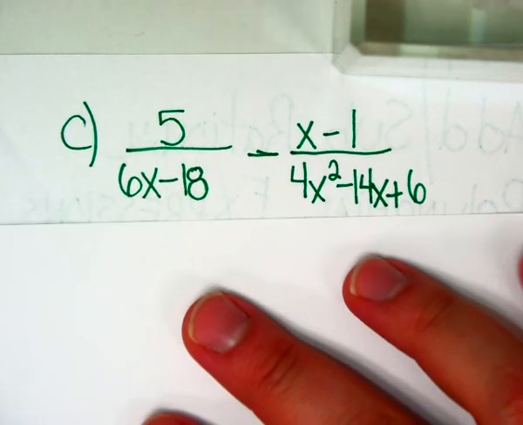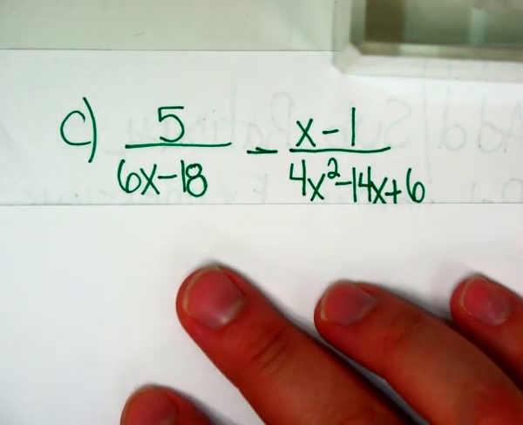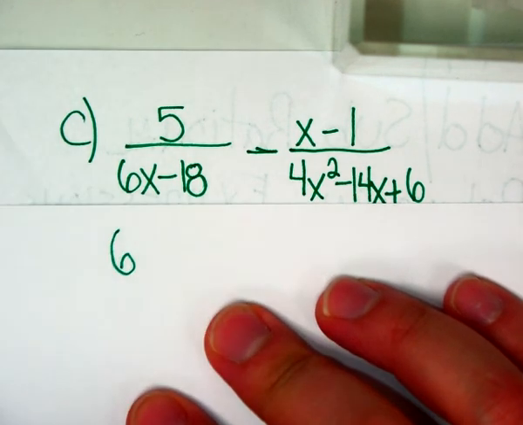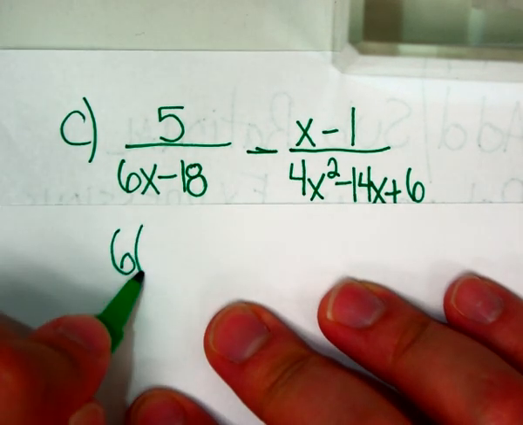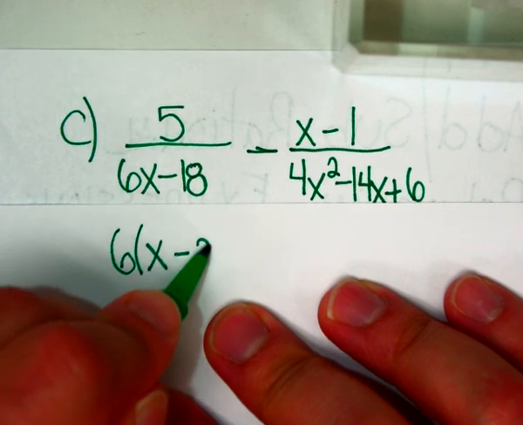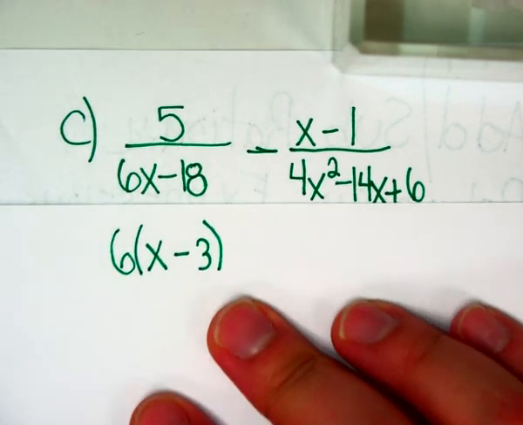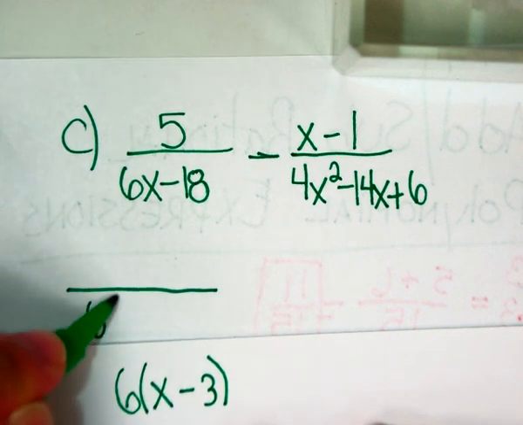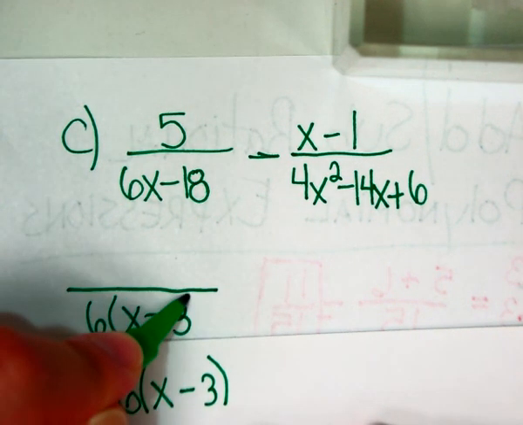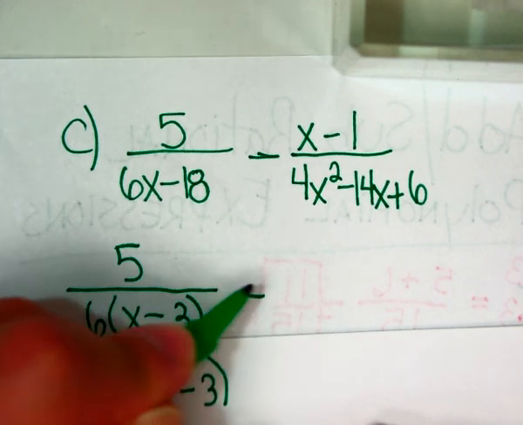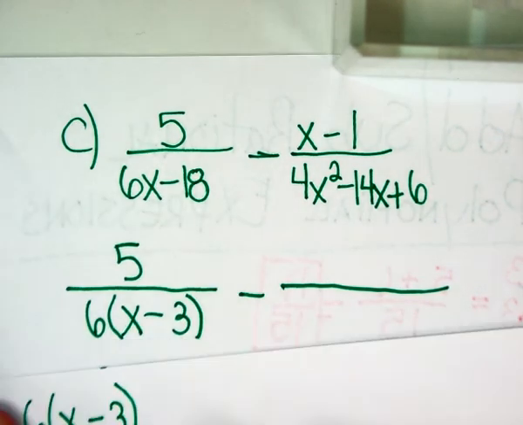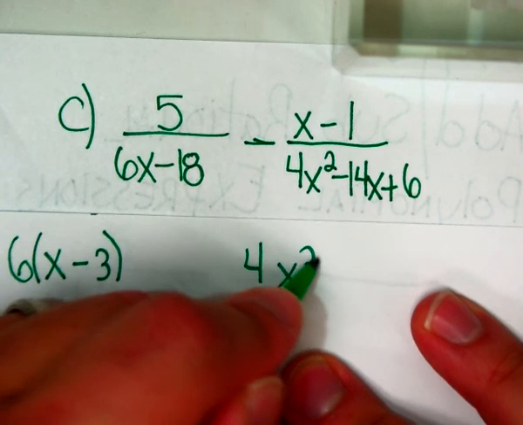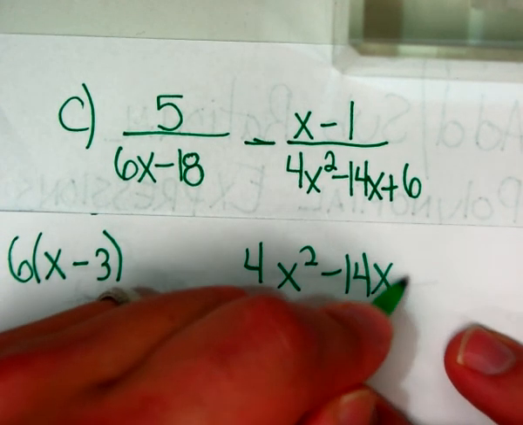So when we look at the first one here and we factor 6x minus 18, we know that we could take out a 6 from it because we look for GCF first, which means we're going to have 6 and then the quantity x minus 3. There's nothing else that we could do to that, so let's go ahead and rewrite it down here as 6 times the quantity x minus 3, and then we have a 5. Looking at that right side there, we have 4x squared minus 14x plus 6.